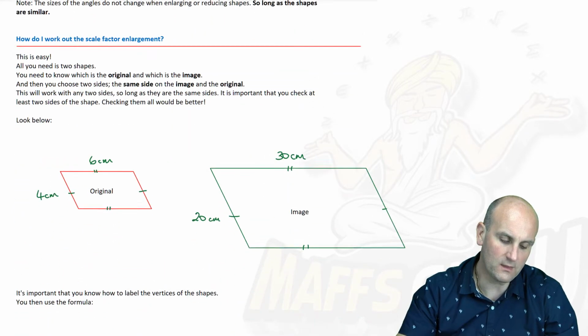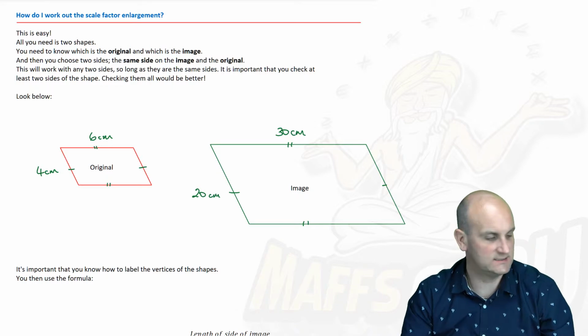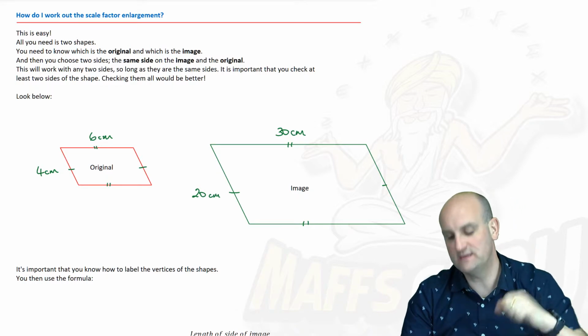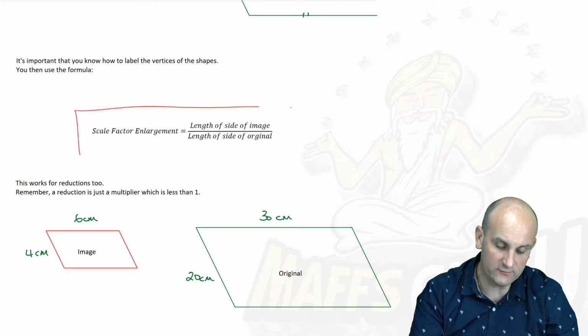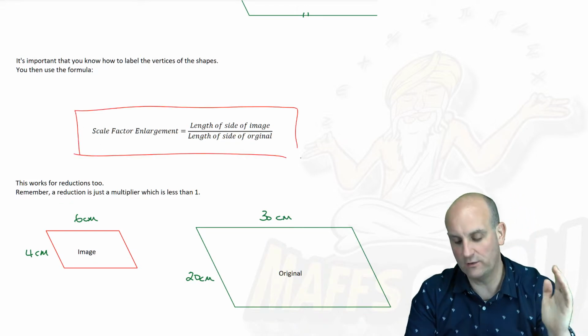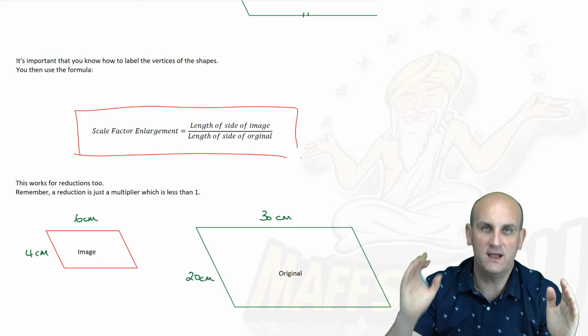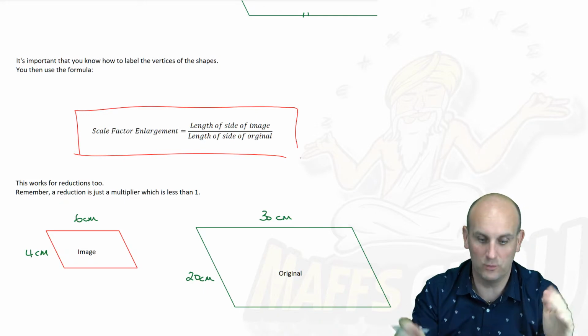Right. How do you work out the scale factor enlargement? Well, just as easy, ladies and gentlemen, because there is a formula which I am going to scroll onto the screen here now. Scale factor enlargement basically says always take one length of the image and divide it by the same length on the original. That's all you need to do.